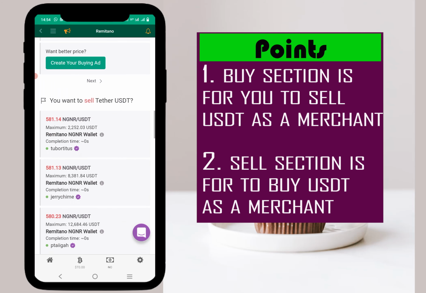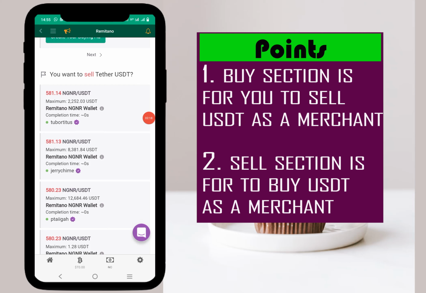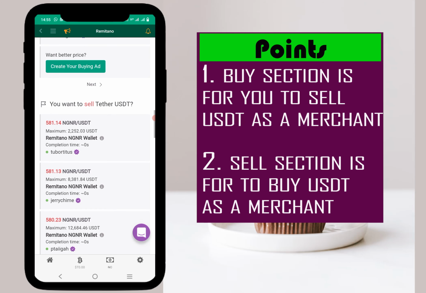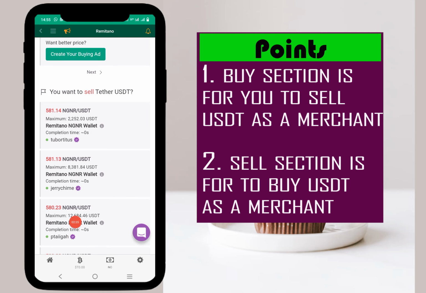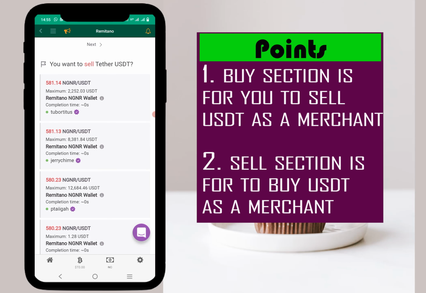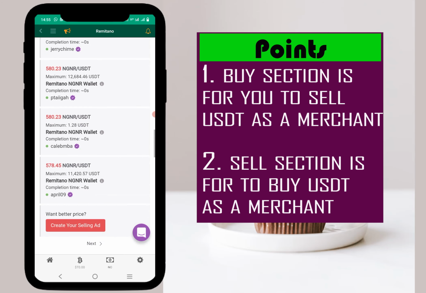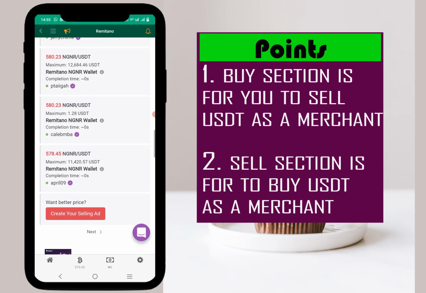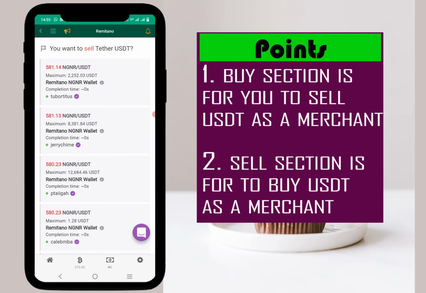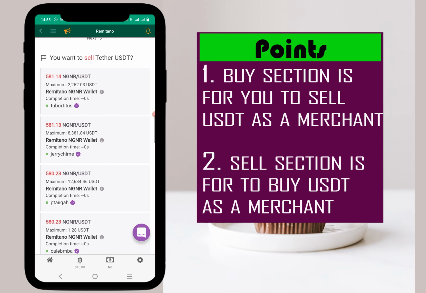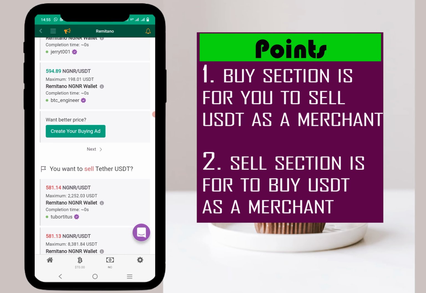Now, if you want to be in the sell section, these guys are red. Very simple. All you're trying to say to them is, come and sell your USDT to me. So if you are going to be among these guys who are here saying, please come and sell your USDT to me, you will have to create a buy ad. Opposite. You'll have to create a buy ad. So when you're creating a buy ad, it simply means that people will be able to sell their USDT to you. So let's get straight down into business.